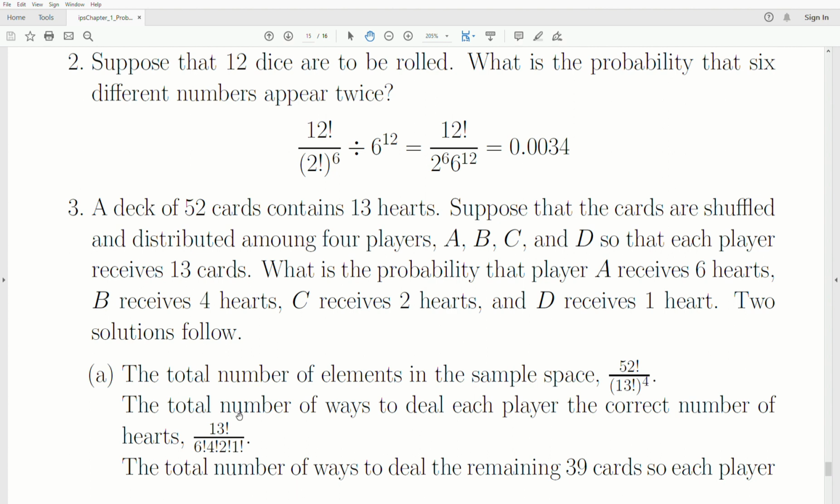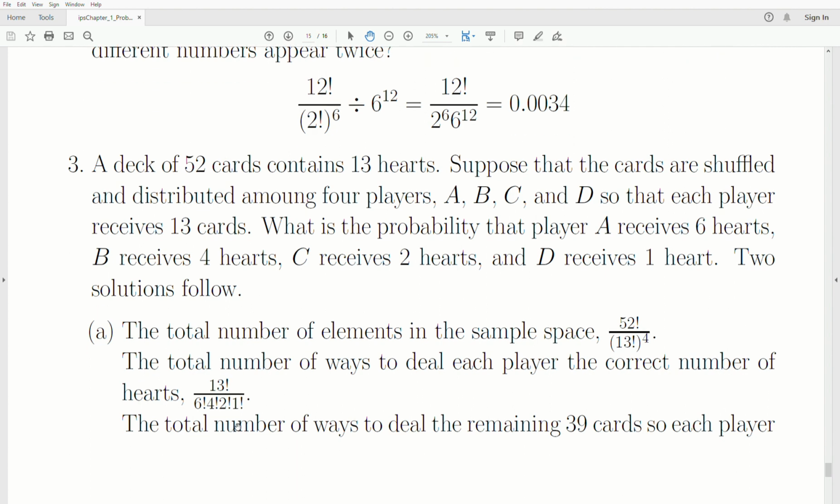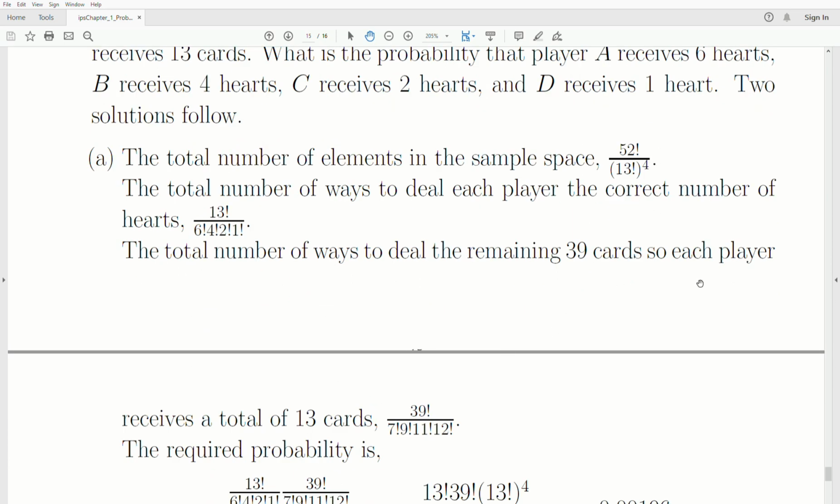But that's just distributing the hearts. Now, even if we don't move the hearts around, we can change the non-heart cards and it creates more combinations. So we need to figure out how many ways to deal the remaining 39 cards so that each player receives 13 cards. So the answer is 39 factorial divided by 7 factorial. Now it's 7 because we dealt them 6 hearts. We need 7 more cards. And then it's 9 factorial. That's because player B needs 4 hearts and 9 non-hearts. And then it's 11 factorial and 12 factorial. So that's the number, whatever it is.